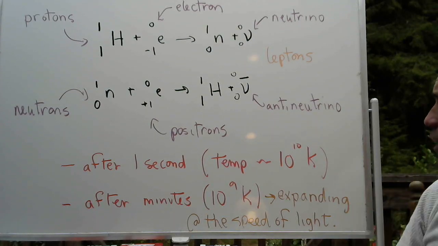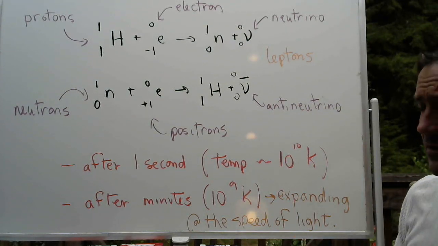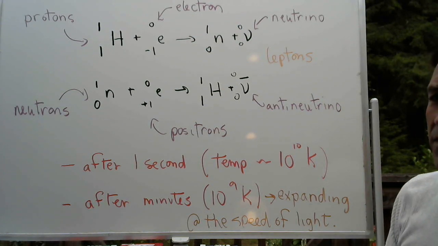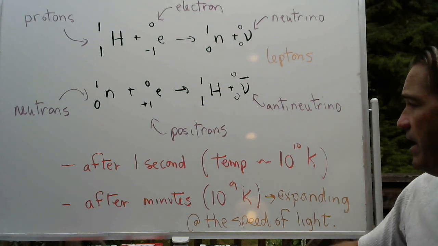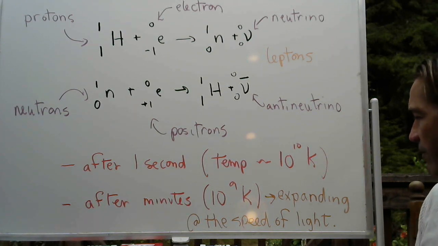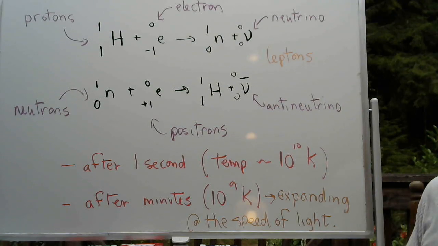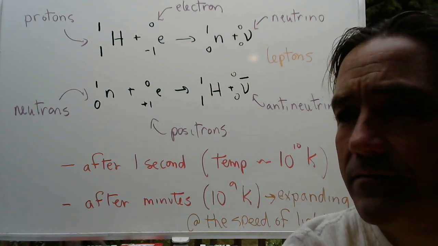And so after 1 second, the temperature of this fireball is 10 to the 10 Kelvin. That's 100 times greater than our sun. After a few minutes, it's down to 10 to the 9, a billion Kelvin. And again, it's expanding at the speed of light into empty space.